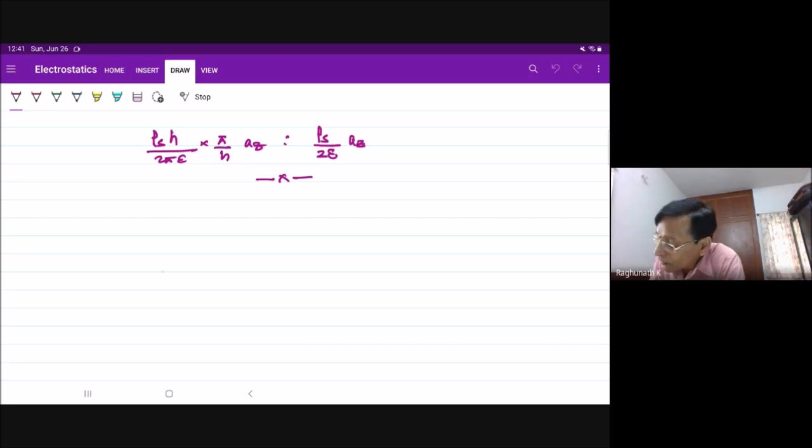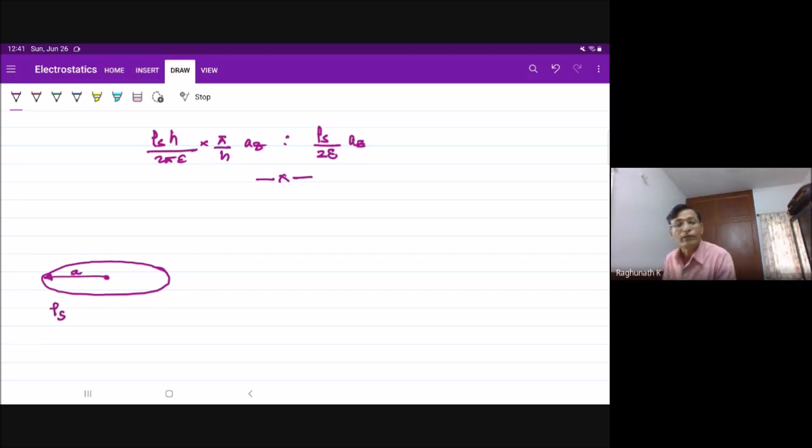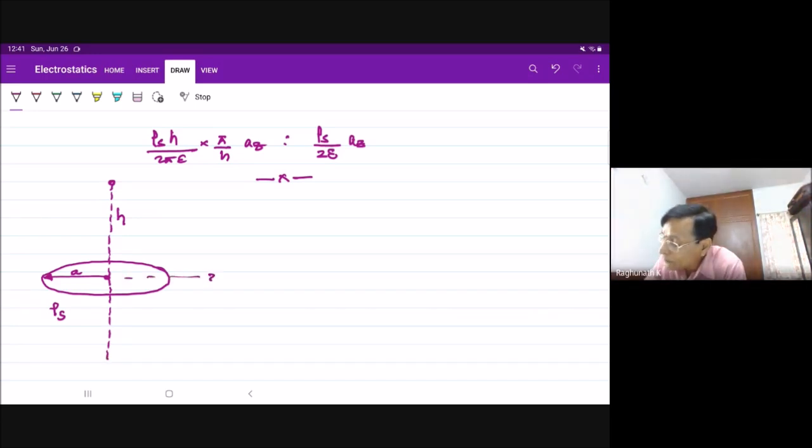Suppose I have a circular disc of radius a, with rho s as the charge density. I want to determine the field at any point on its axis at a distance h. I will consider this circular disc charge, surface it is, on the z equal to 0 plane.